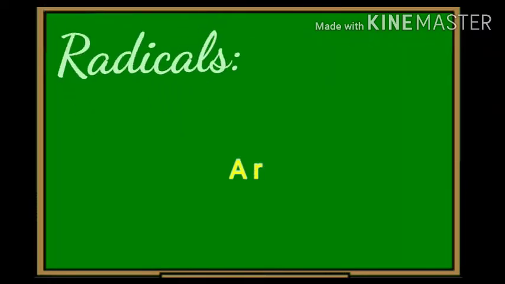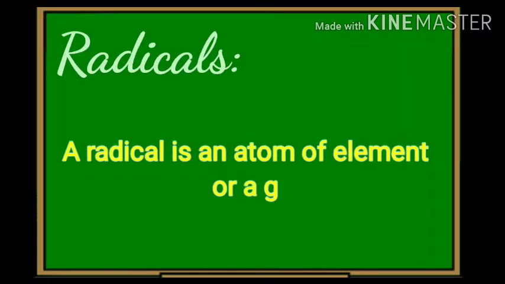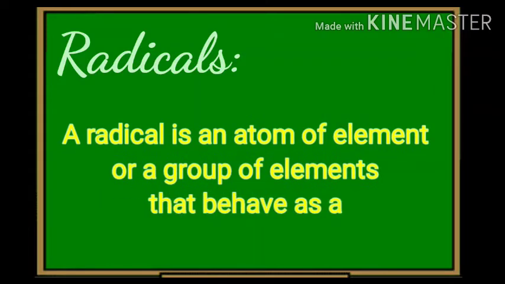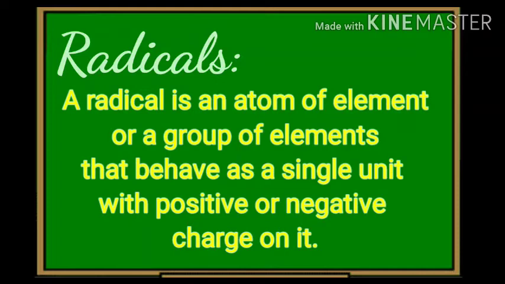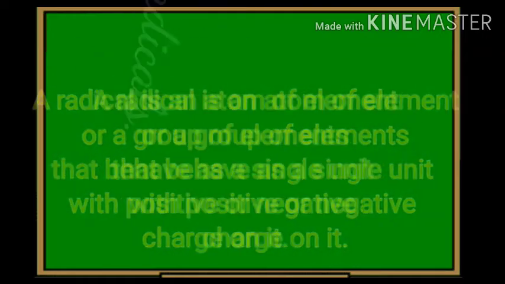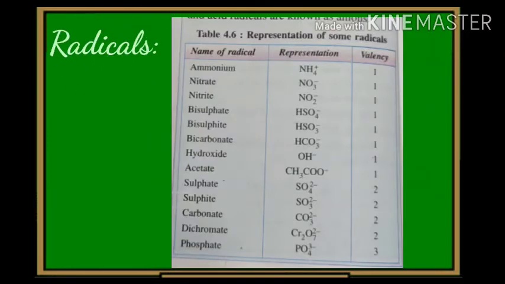At last, we will see the concept of radicals. A radical is an atom of an element or a group of elements that behave as a single unit with positive or negative charge on it. Let us see a few examples of positively charged radicals as well as negatively charged radicals. Always remember, positively charged radicals are called basic radicals, while negatively charged radicals are called acidic radicals.